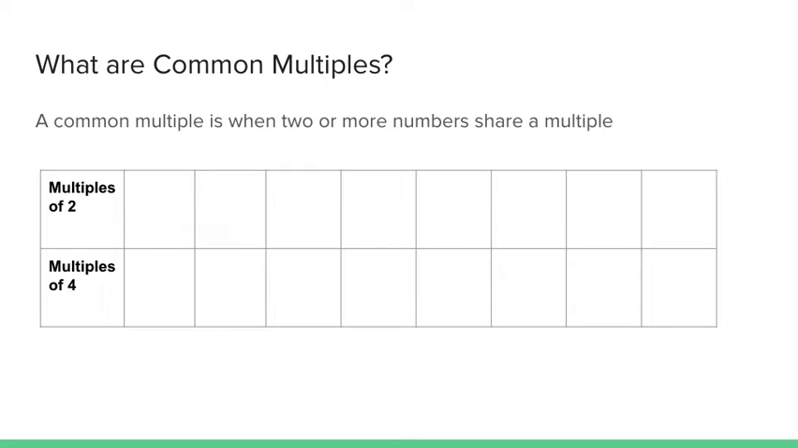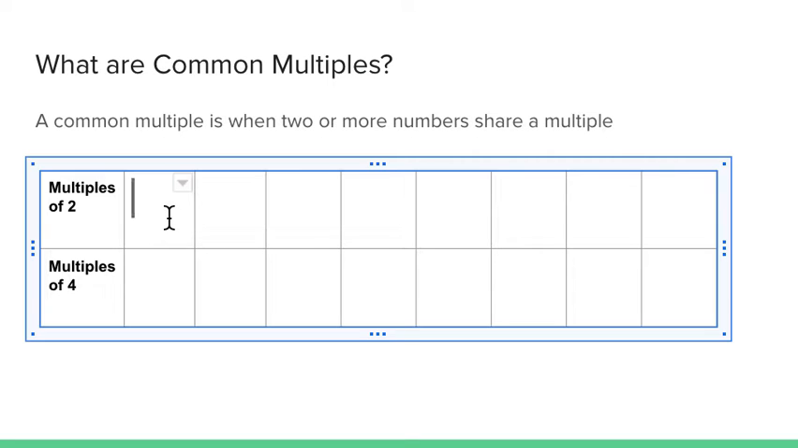Now, moving forward, we're looking at what common multiples are. Common multiples are when we look at 2 or more times tables and find common multiples within those times tables. We're going to look at multiples of 2 and multiples of 4. I have this table set up here. The top portion we're going to fill up with multiples of 2 and the bottom with multiples of 4. So let's go ahead and do that now.